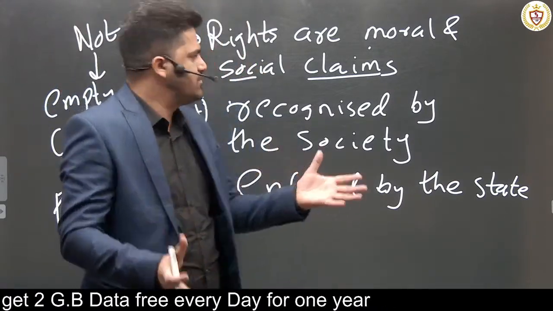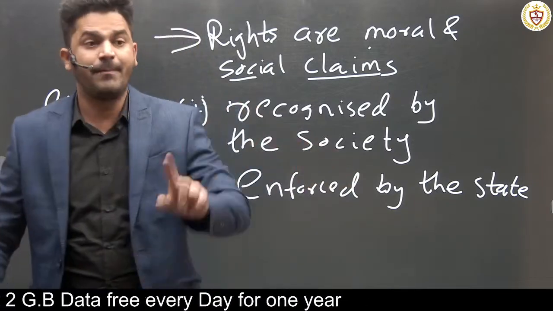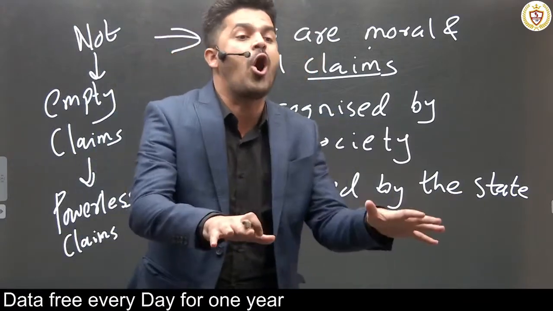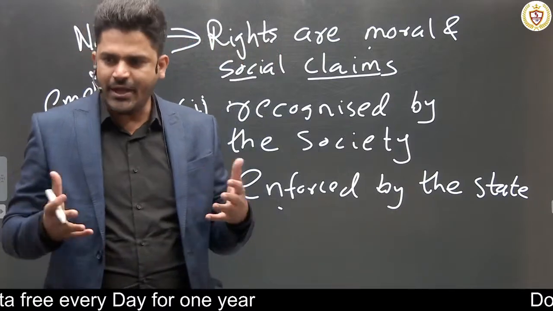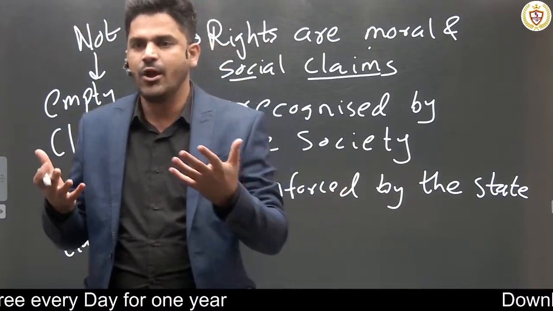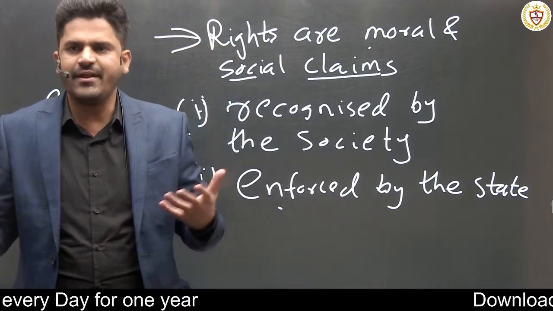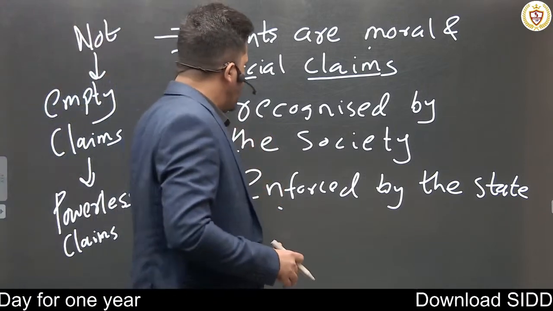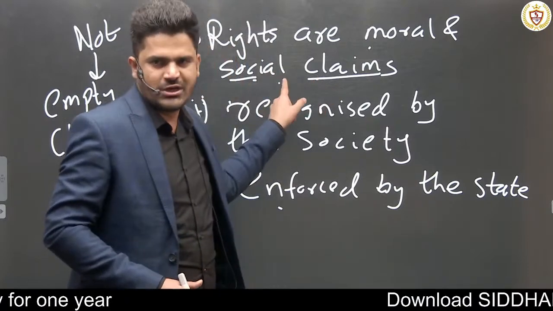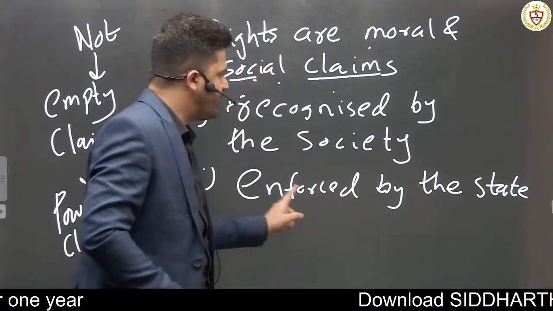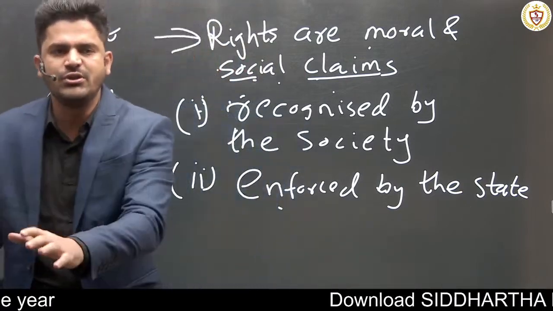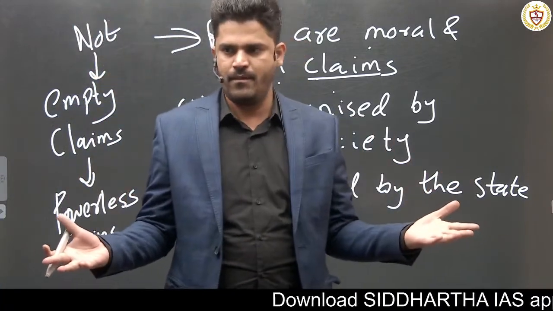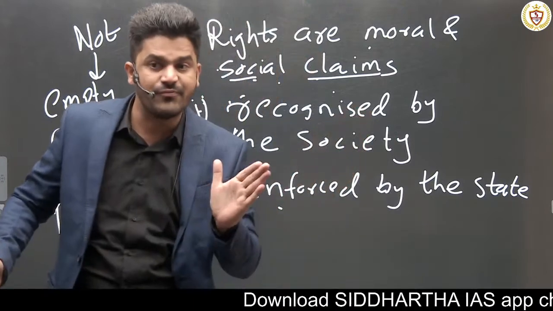For example, there might be some social claims which are recognized in the society, but such social claims are not enforced by the state. It means that they are not backed by any law. So rights which are not backed by any law of the state don't have any meaning. Suppose you have a social claim, and that social claim is recognized by the society, but that is not enforced by the state. It means that if some individuals violate such social claims or rights, then you don't have any remedy, because such social claims are not backed by the force of law.